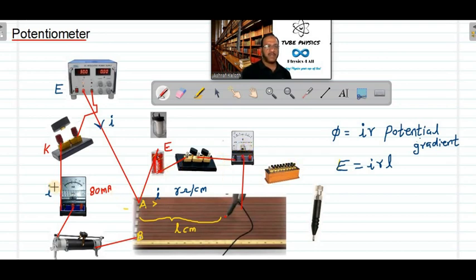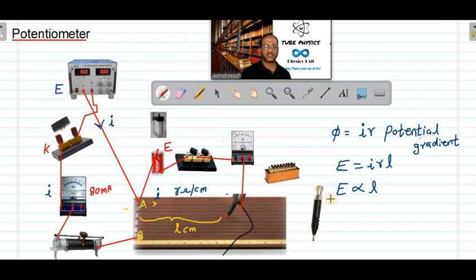Now, if you are maintaining this current in the primary constant, suppose this current I is constant, means the ammeter reading, if you are making constant, then R, the resistance per centimeter of the wire, is also constant. If I and R both are constant, then what can we write? E is directly proportional to L. So we can write E is directly proportional to L. This is the principle of potentiometer.